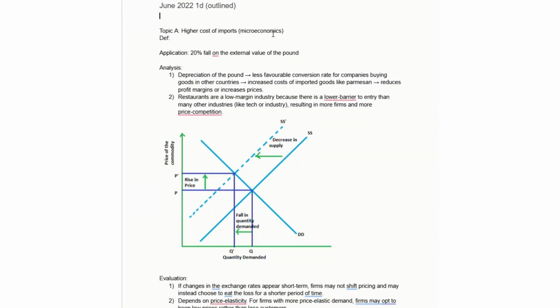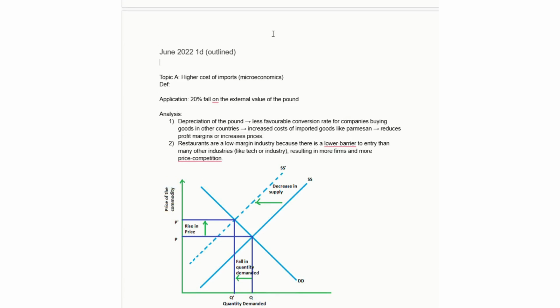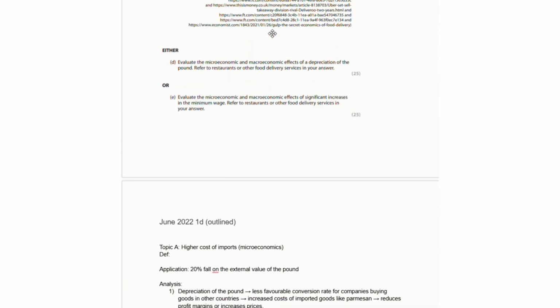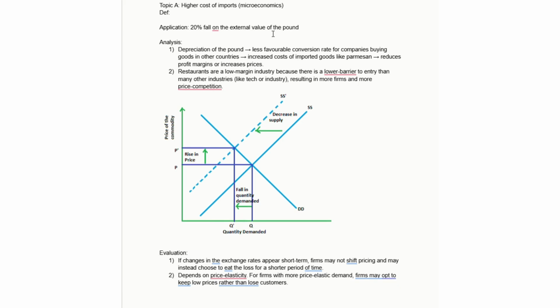So for the first topic, for increasing the cost of imports, by the way, I do a quick intro, and that quick intro would probably be just a definition of what depreciation is, and then move quickly into analysis. You don't need a super long introduction. There's not a ton in the extracts that's super helpful to us.